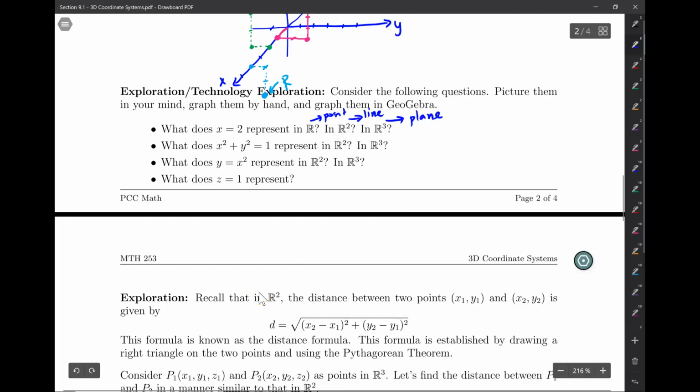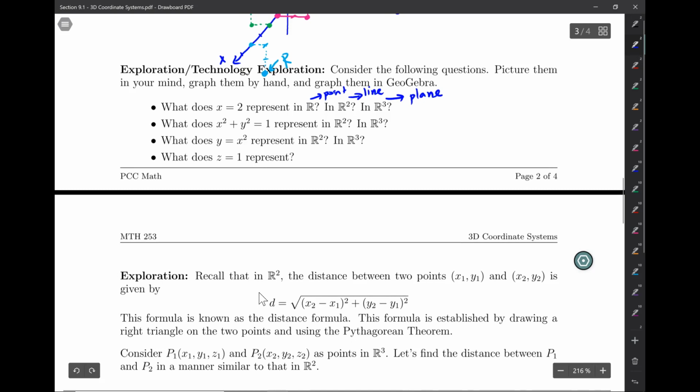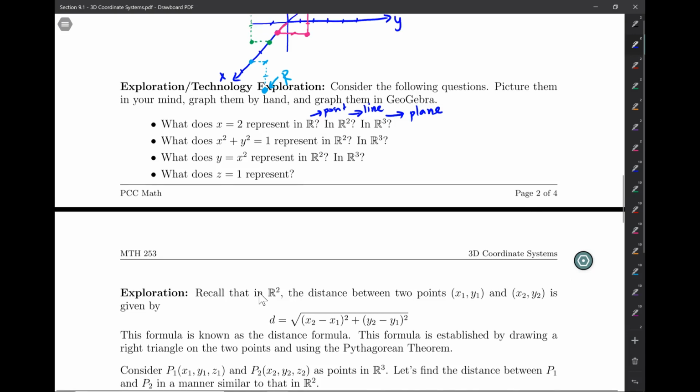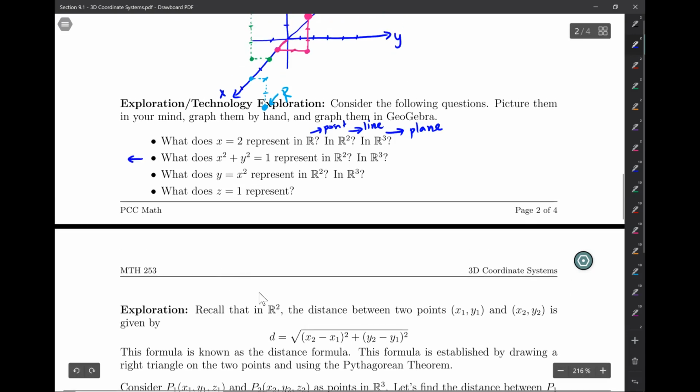Okay, cool stuff. Let's take a look at some more. What does x squared plus y squared equals 1 represent in 2 space? And then what does it represent in 3 space? So in 2 space, I'll do this one over here, xy. In 2 space, hopefully x squared plus y squared equals 1 sounds familiar. It is the unit circle, right? Because it's using the Pythagorean theorem. It's saying the distance from the origin is always 1.